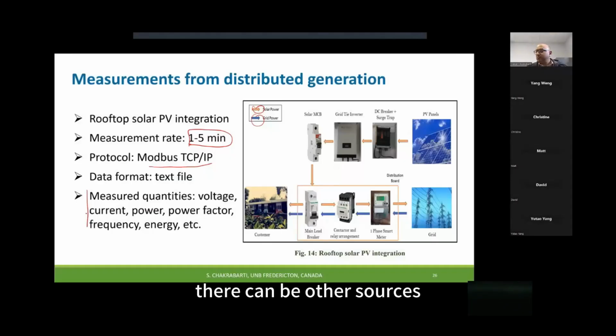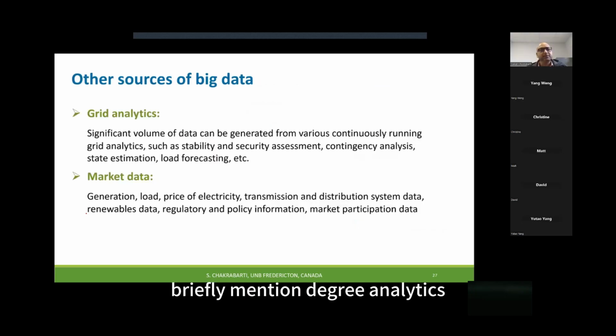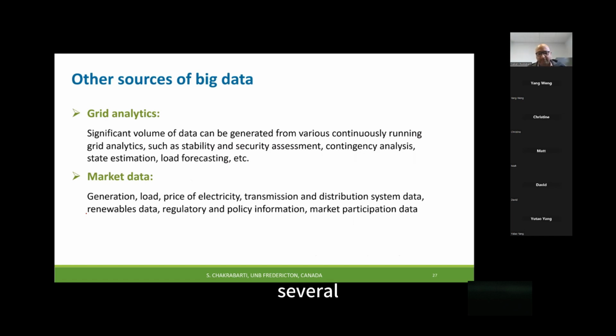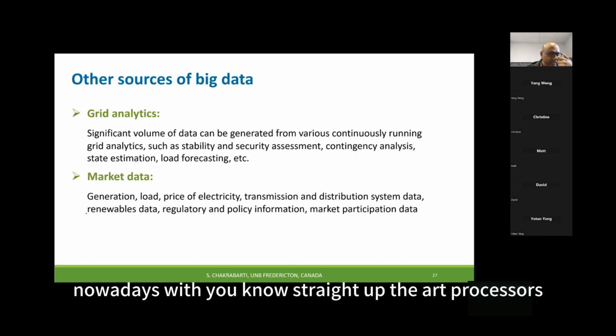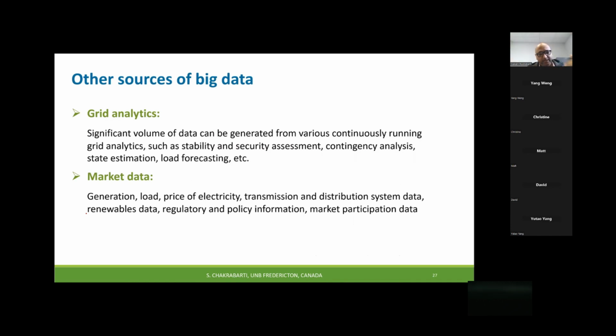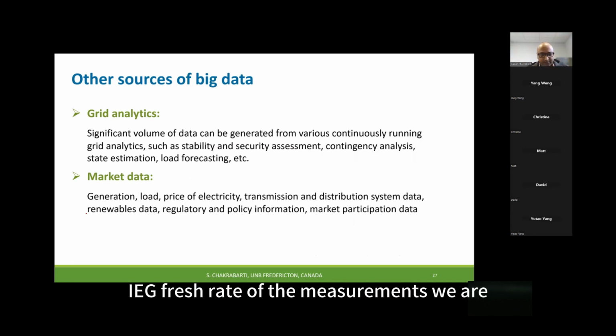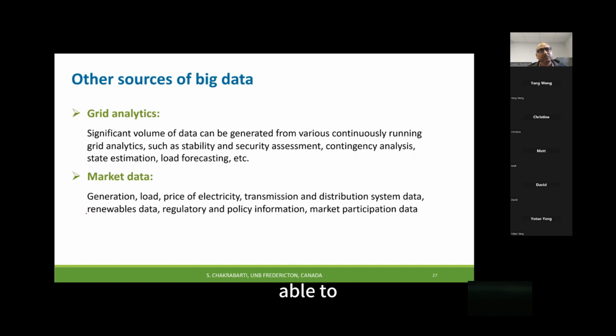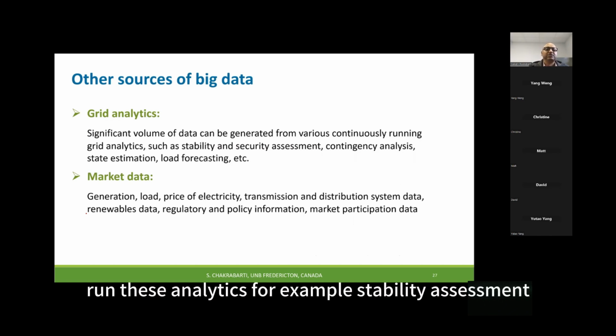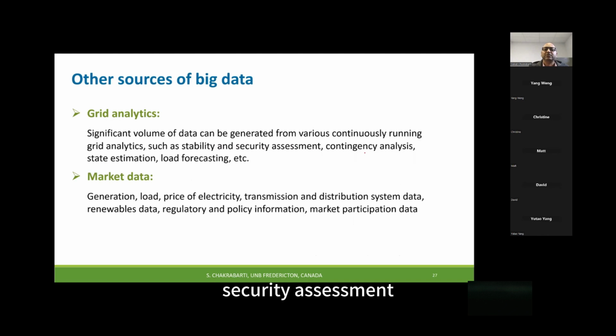There can be other sources of big data. Some other sources, let's briefly mention the grid analytics. We usually run several analytics at the control center, and nowadays with state-of-the-art processors, high refresh rate of the measurements, we are able to run these analytics. For example, stability assessment, security assessment, contingency analysis, state estimation.